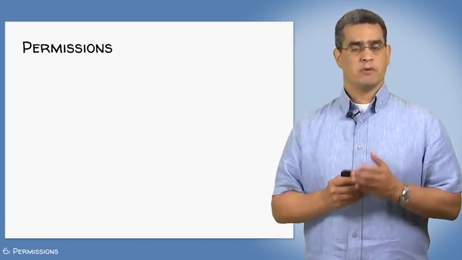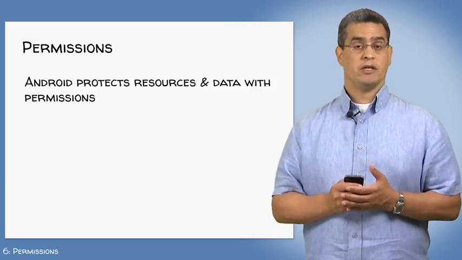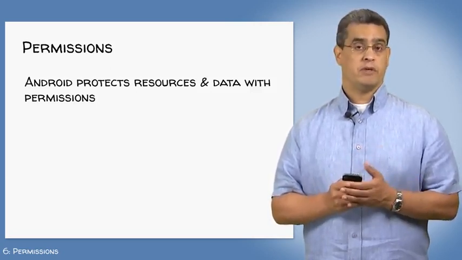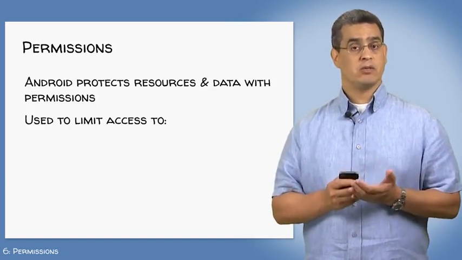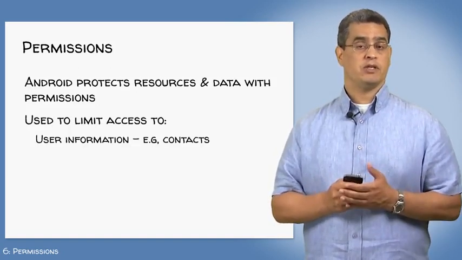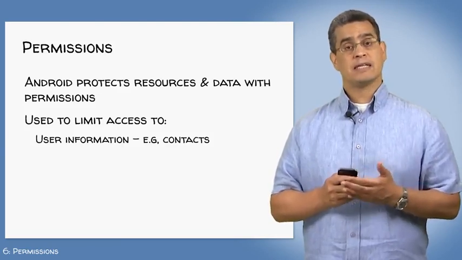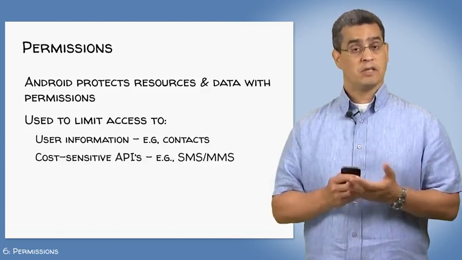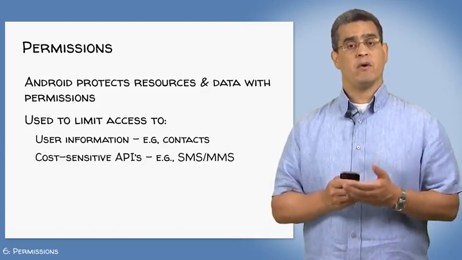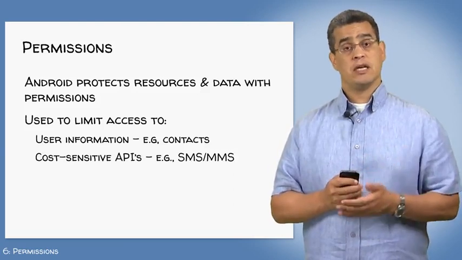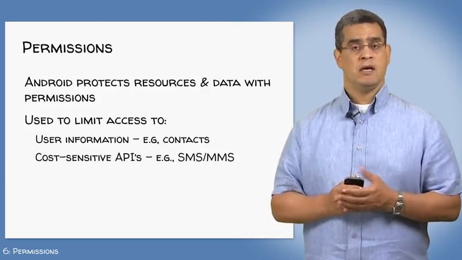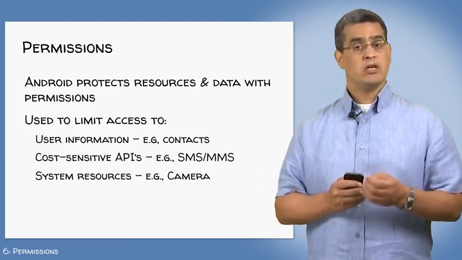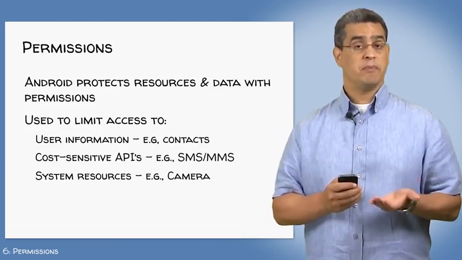Android uses permissions to protect resources, data, and operations. And applications can also define and enforce their own permissions to limit access to their resources and things like user information. For example, to restrict who can access an application's database. To cost-sensitive APIs. For example, to restrict which components can invoke costly operations, such as sending SMS or MMS messages. And to system resources. For example, to limit which components can use the device's camera to take pictures or record videos.